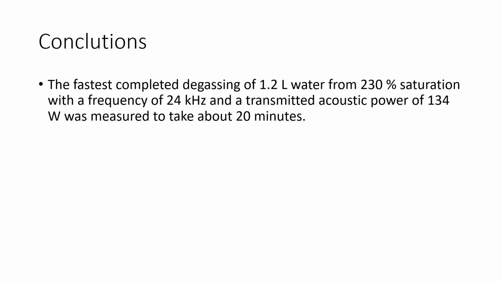Finally, moving through the conclusions, we have seen that the fastest completed degassing of 1.2 liters of water from 230% supersaturation, with frequency of the ultrasound of 24 kilohertz and a transmitted power of 134 watts, is measured to take about 20 minutes. This is quite a long period of time, and in a hydropower plant, of course, you would need to have shorter exposure times than this.